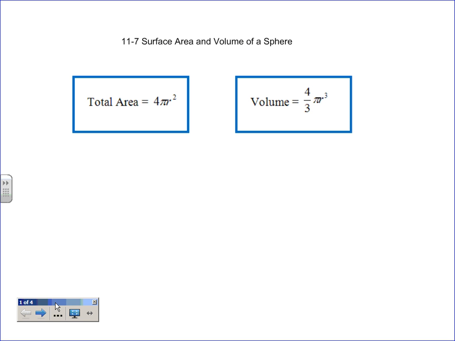So definitely a calculator is going to be very helpful because it has the pi button on it. And I'll probably show you how to deal with the 4/3 for those of you that have the TI-83s or something like that. You have to deal with the 4/3 a little bit differently.